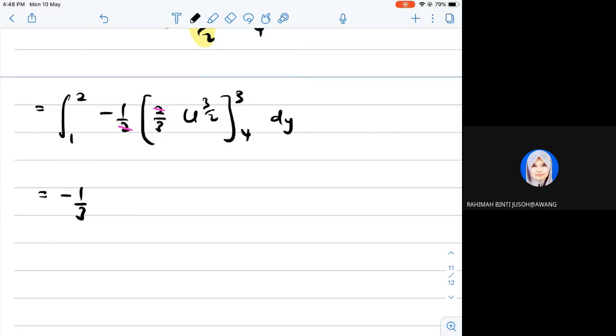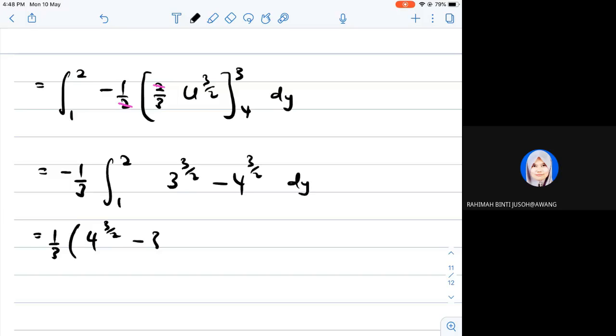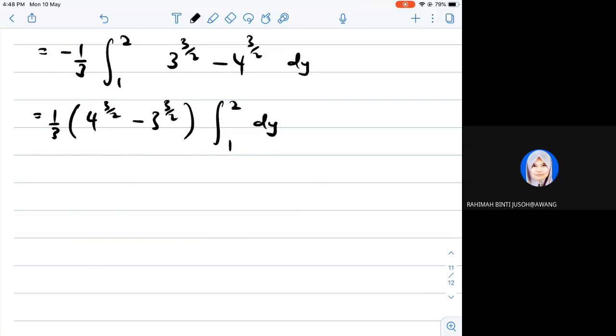Dia just a constant. 1 until 2. So dia akan dapat 3 kuasa 3/2 tolak 4 kuasa 3/2 like this, dy. So the whole thing just a constant right now. So saya bawa keluar jadi 1/3. Bila negatif tu darab masuk dalam dia terbalik lah. 4 kuasa 3/2 tolak 3 kuasa 3/2 like this. Darab 1 dy, of course lah. Integrate 1 terhadap y dapat y lah kan.